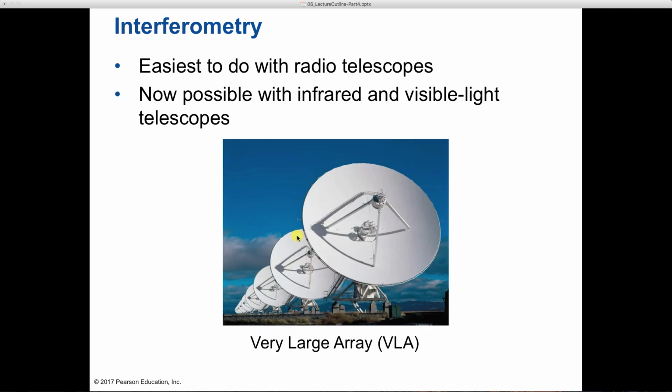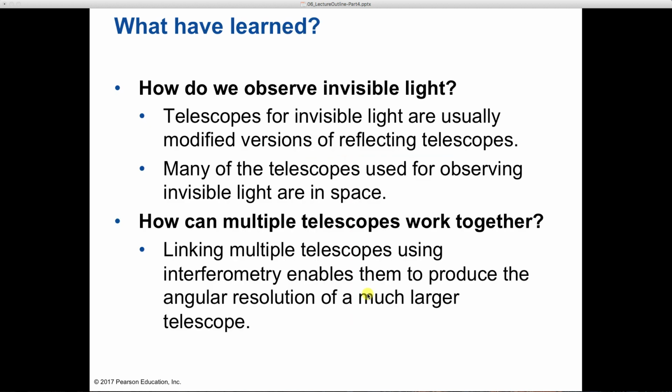So here again is the Very Large Array. It doesn't really show you the picture here, but if you Google that, you could find an image of the Very Large Array from the air, and you could see the pattern of telescopes and how they're spread out. So this basically was about looking at different forms of light and how we can collect them with all these different types of telescopes.